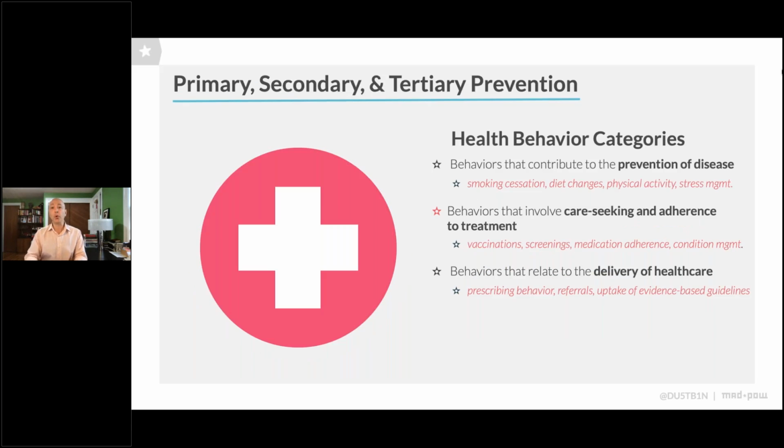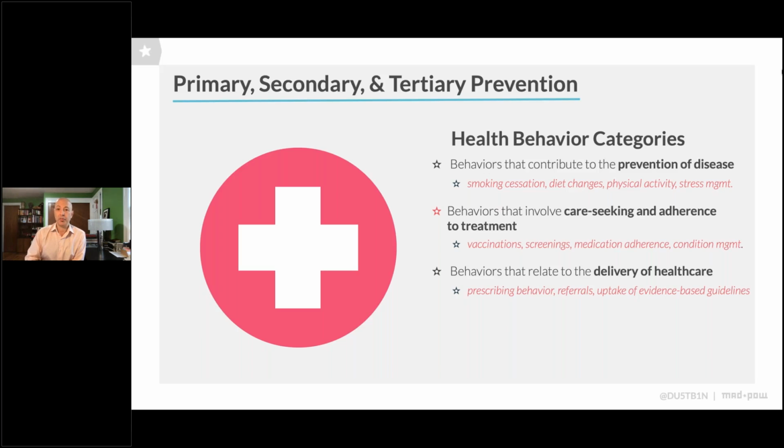When we think about health and we think about health behavior, it can be useful to categorize those behaviors in these different groupings, right? We can think about, are we changing behaviors that contribute to the prevention of disease, whether that's getting people to not smoke or stop smoking, dietary changes, physical activity, stress management, things that will delay or prevent the onset of illness or long-term conditions. We can also think about behaviors that involve care seeking and adherence to treatment.